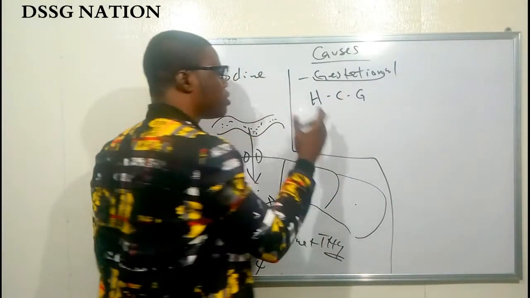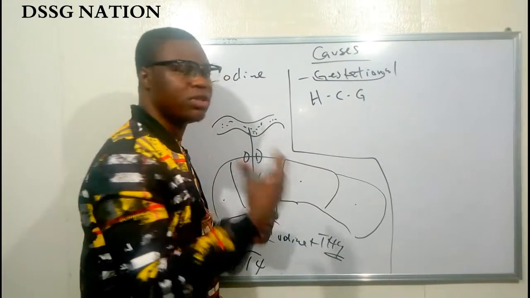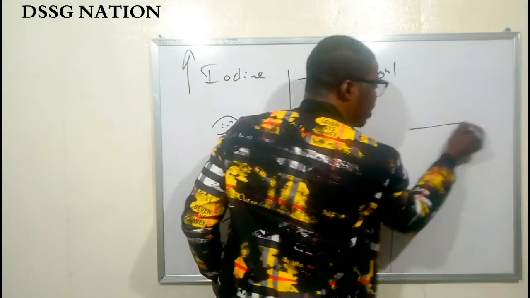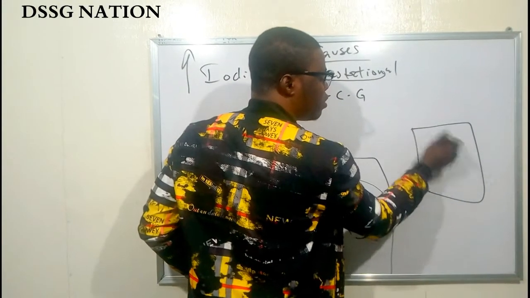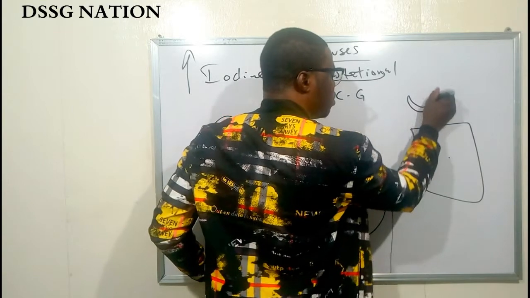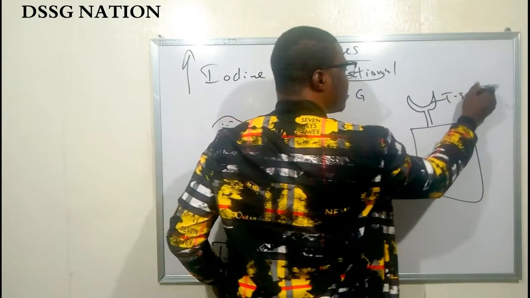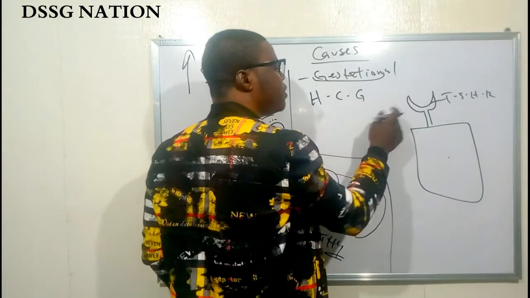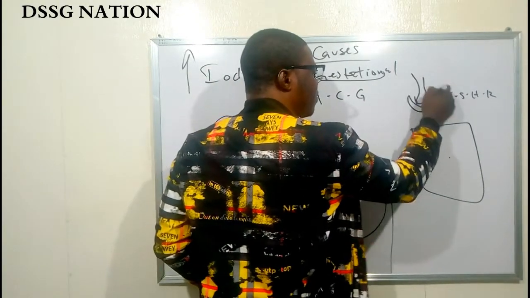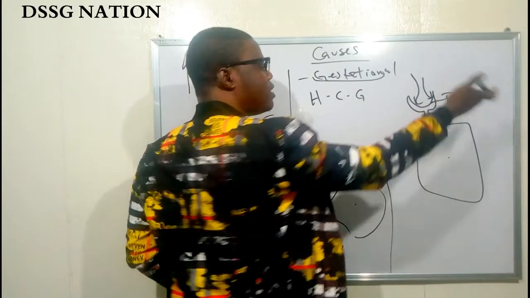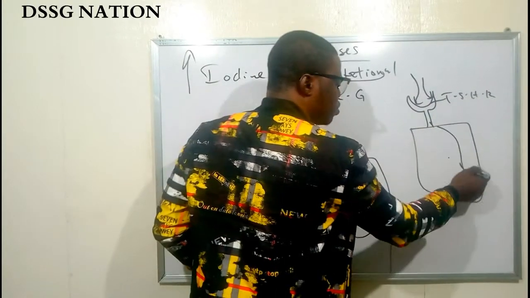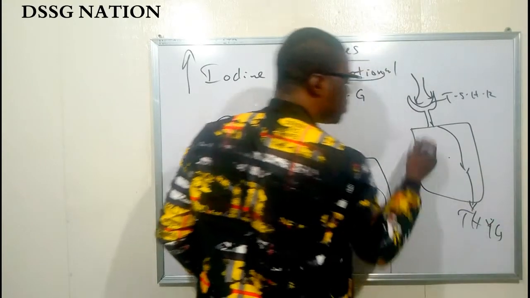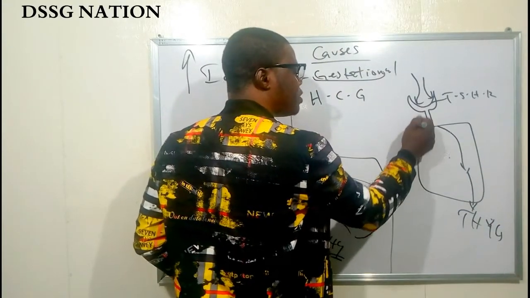So what is the effect of human chorionic gonadotrophin on the receptor of the thyroid stimulating hormone? Don't forget, we said we have our follicular cell with the receptors, the TSHR, the thyroid stimulating receptors. Whenever human chorionic gonadotrophin binds with this TSHR, it is going to tell it to do what? To produce thyroglobulin. And when thyroglobulin is being produced, it is also going to express the channel of iodine.